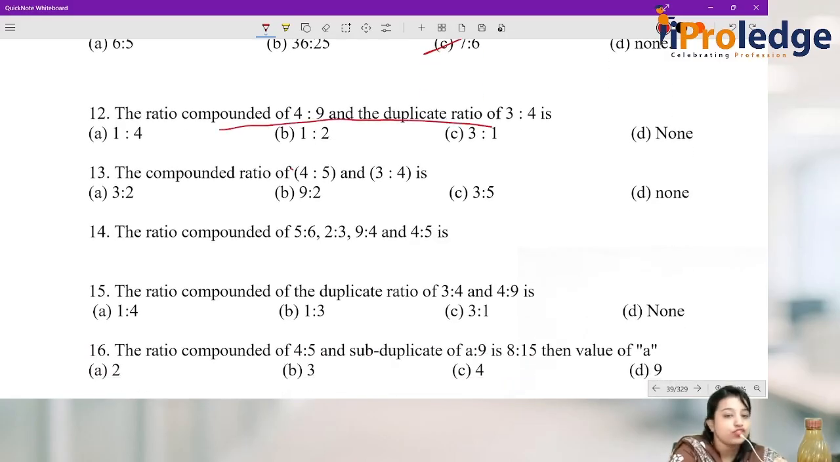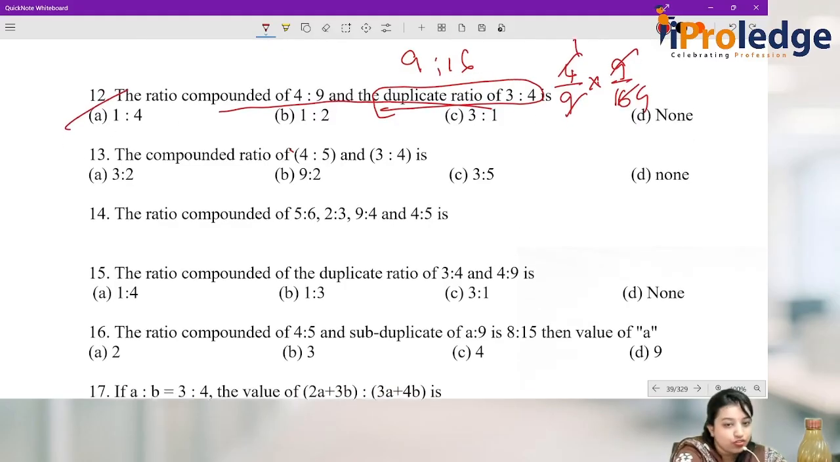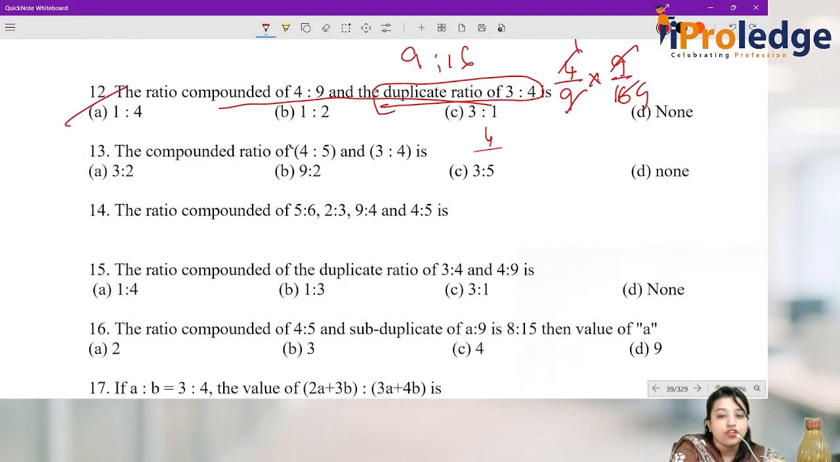So this type of question is important. The ratio compounded of 4 by 9 and the duplicate ratio of 3 by 4. First you reduce the duplicate ratio of 3 by 4 to a single ratio. 9:16. Compounded means you have to multiply. So you multiply 4 by 9 into 9 by 16. So it is 1:4. The ratio compounded of 4 by 5 into 3 by 4, it is 3:5.